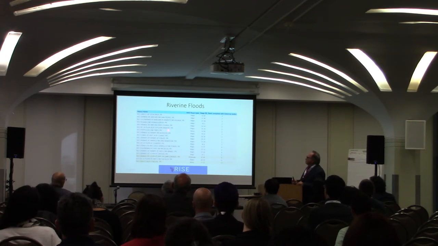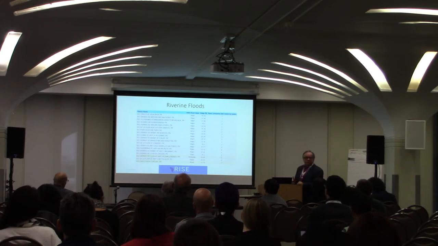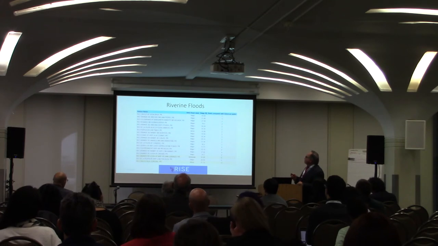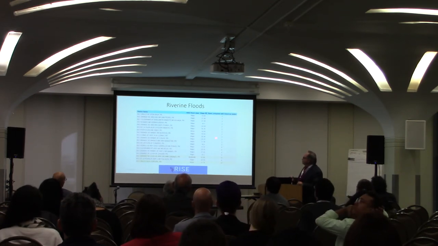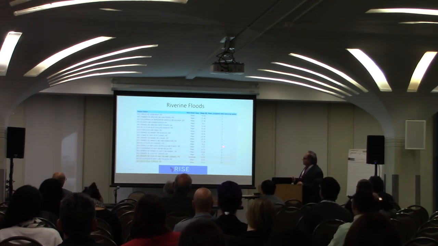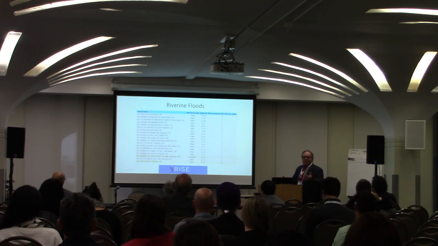This is what happened in the major rivers. Maybe you cannot read it, but the last column is the rank compared with historical peaks. And you see, three of them had their highest inundation. Five more had the second highest inundation. Then this is three, and this is four. So most of the major rivers had a major event all over the island.